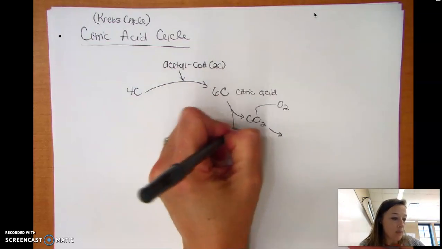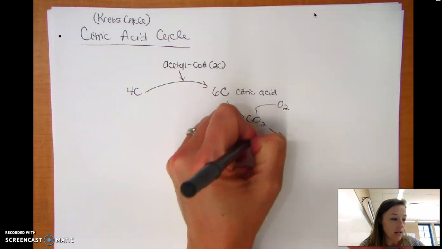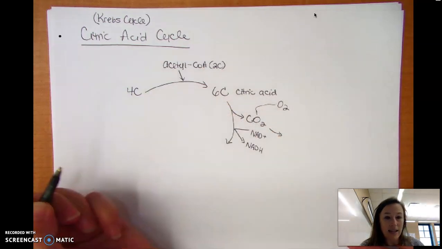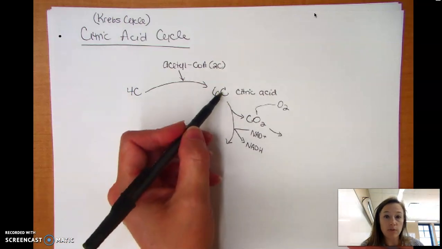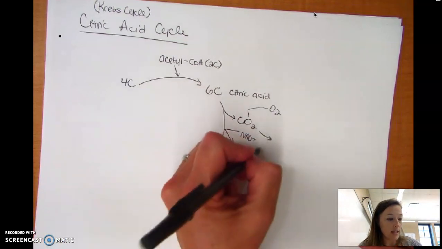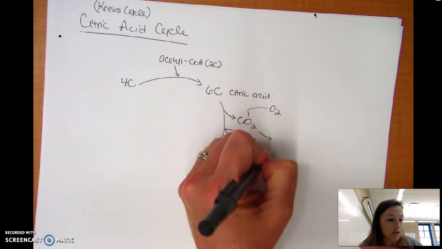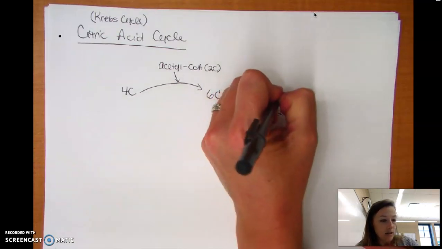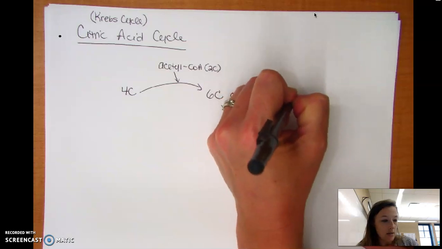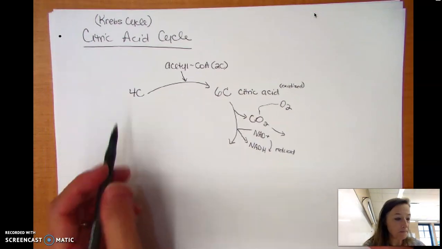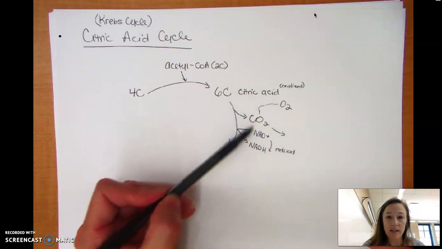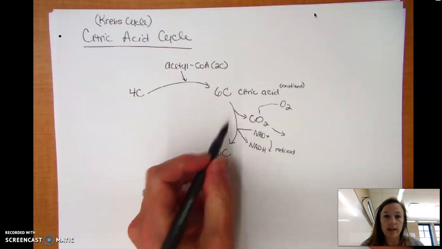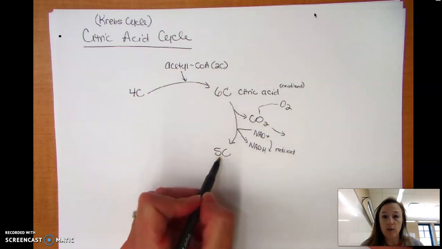Because we broke a bond, we released energy in the form of electrons, and that goes to NAD plus to make NADH. So those electrons moved from the citric acid to the NAD plus. So this was reduced because it gained electrons, and this guy up here was oxidized because it lost electrons. Okay? So in that step, we made a CO2 and we made an NADH. That leaves us with a 5-carbon because we had 6, we lost 1, we're down to 5.